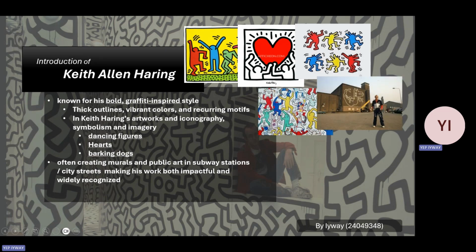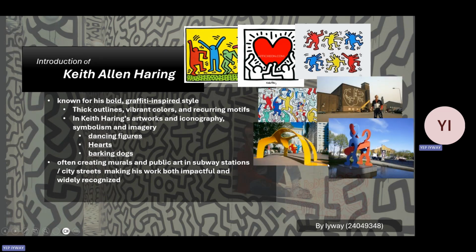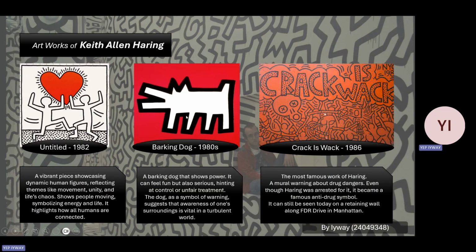Here is the work of Haring in public. Okay, and next one is artwork. His notable artwork. Then I will talk about this artwork along the timeline. The first one is Untitled. It's a vibrant piece showcasing dynamic human figures, reflecting themes like movement, unity, and life choice. This shows people moving, symbolizing energy and life, and it highlights how the humans are connected.